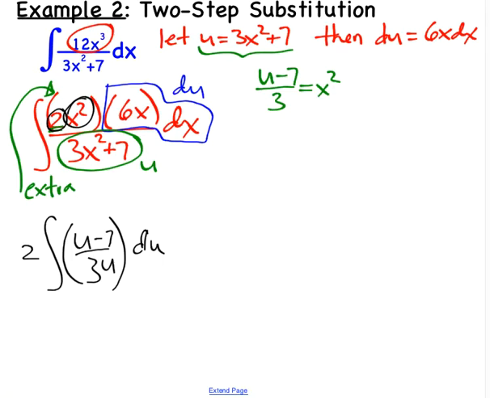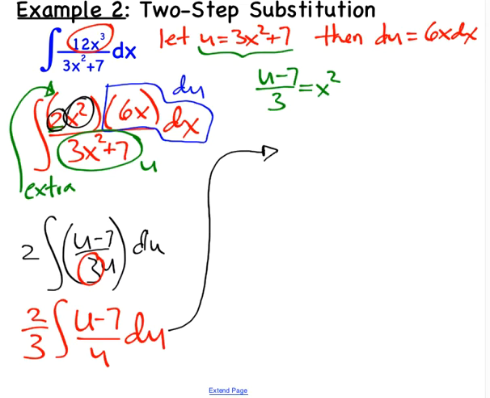So now that we have this, I have another constant I can move out in front of the integral. So that gives me 2 over 3 times the antiderivative of u minus 7 over u du. And we can simplify this with monomial division. U divided by u is 1. 7 divided by u will be minus 7u to the negative 1. And then we have our du.